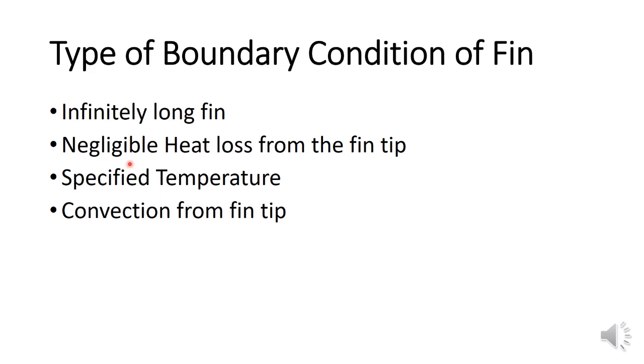The boundary conditions of fins have four types. The first type is infinitely long fins. The second type is negligible heat loss from the fin tip. I will talk about the rest in the next slide: specified temperature, and convection from the fin tip.